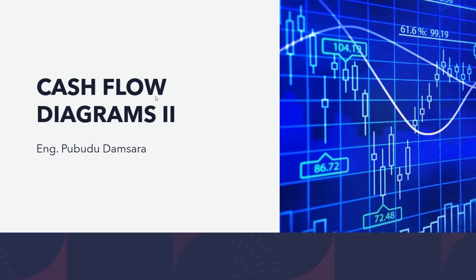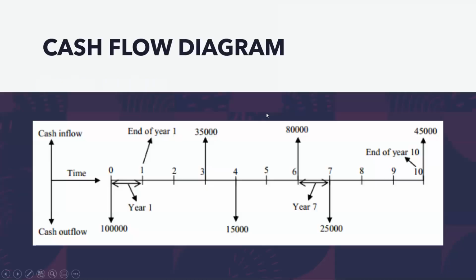Okay, so last week we were discussing the cash flow diagram. If you remember, the cash flow diagram looks like this. We basically use an x-axis to represent the time frame. It can be in years, months, quarters, or whatever time period. And the y-axis represents the cash inflow and the cash outflow. If it is a cash outflow, we draw the arrow downwards. If it is a cash inflow, we draw the arrow upwards.